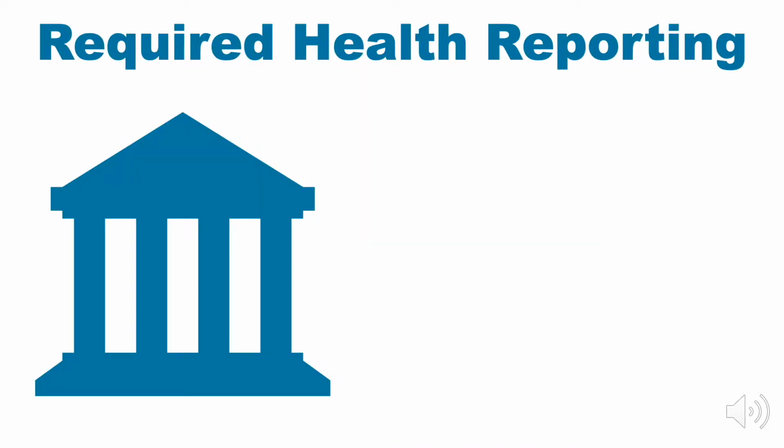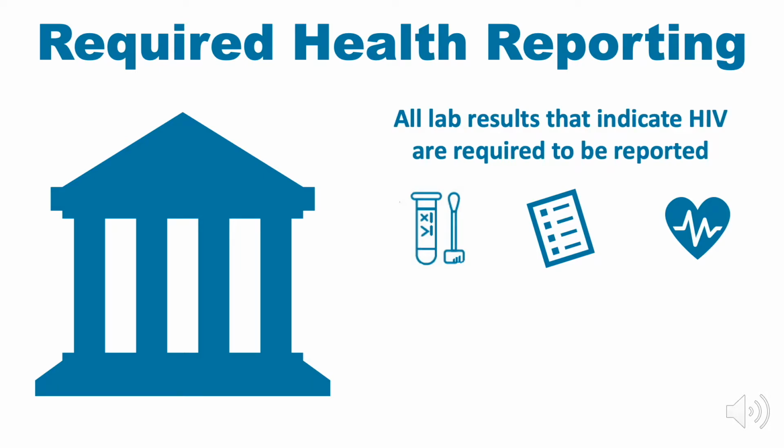First, we have required health reporting. Texas medical providers and laboratories are both required to report lab results that could indicate HIV. This includes reactive or positive antibody tests, CD4 tests, and viral load tests. This means that every time a person's lab results could indicate HIV, that information, along with some basic demographic information, is required to be reported to local health authorities and ultimately to the Texas Department of State Health Services. This electronic lab reporting is one of our largest and most robust data sources and provides us with the most information about people living with HIV in the state.